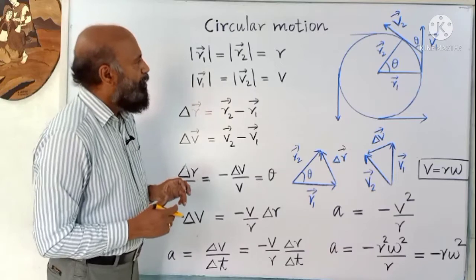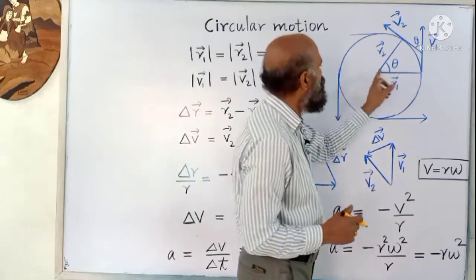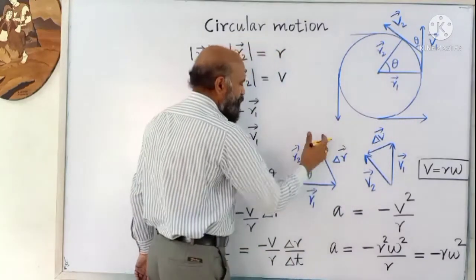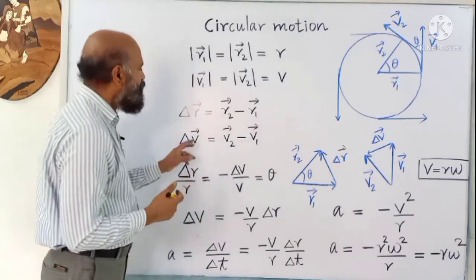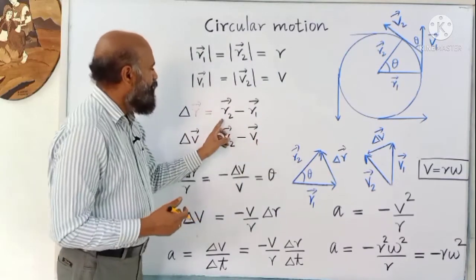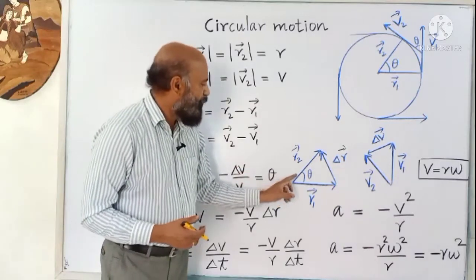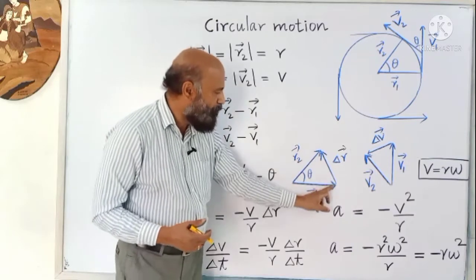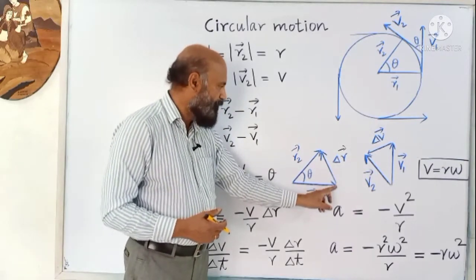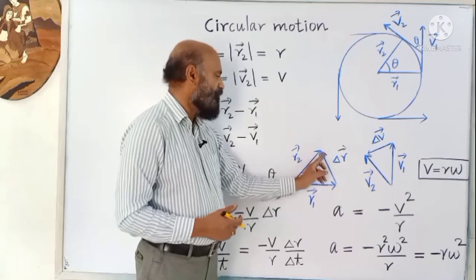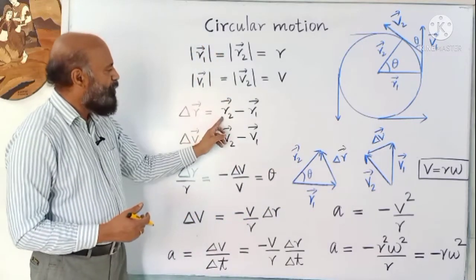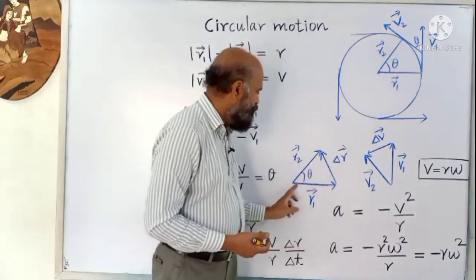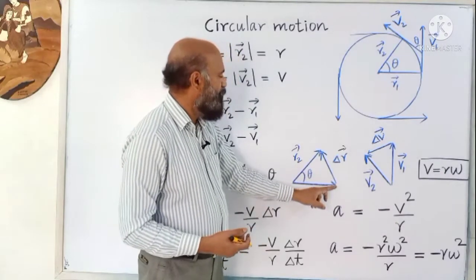Now delta r. Now this is r1, this is r2. So I can represent here the r1 vector, r2 vector. Now the change in the radius vector: this is the r2 vector, r1 vector. So r2 minus r1 is the delta r vector, or the r1 vector plus the delta r vector is the r2 vector. So delta r can be written as the r2 vector minus the r1 vector. So this is represented here, r1, r2, then delta r.